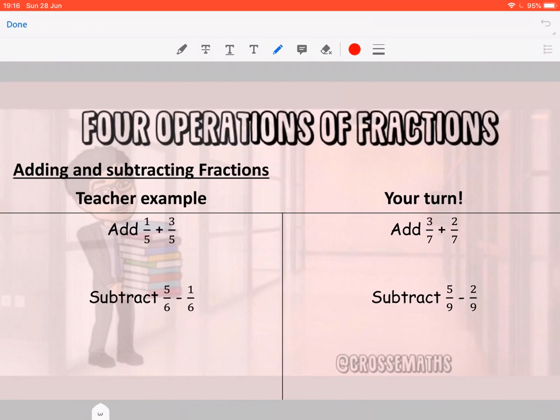I want you to imagine you've got slices of pizza left. In one pizza, and I've got another pizza, 2 pizzas, they're exactly the same. I've got 1 slice left in the left hand pizza, and in the right hand pizza I've got 3 slices.